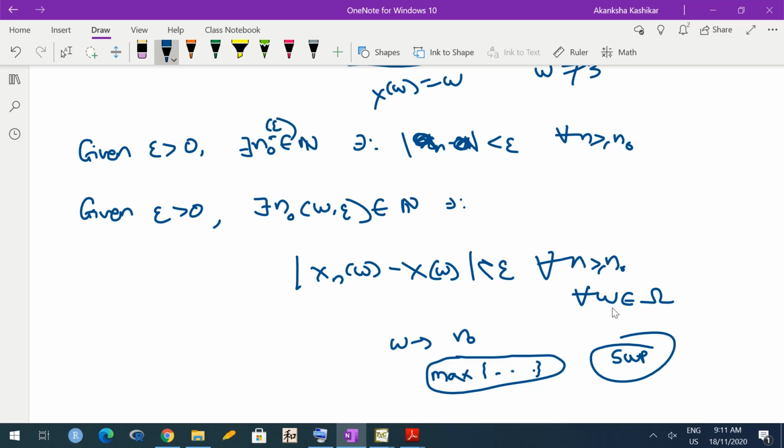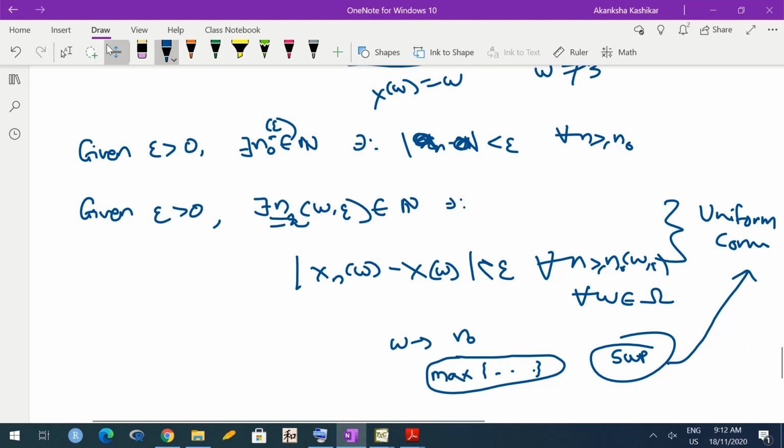If you can think of a common n naught which works for all omega, this would be known as uniform convergence. Why uniform convergence? Because you have a common n naught which works. Right now I have said it is dependent on omega, but if you can take such a maximum, which means you can take a common n naught which works for all omegas, then you will say it's uniform convergence. If your omega is changing n naught, then it's the usual pointwise convergence. However, if you can take a supremum or maximum over all omegas and get one n naught which works for every omega, then you can call it uniform convergence. So this is some idea about pointwise convergence of a sequence of random variables.